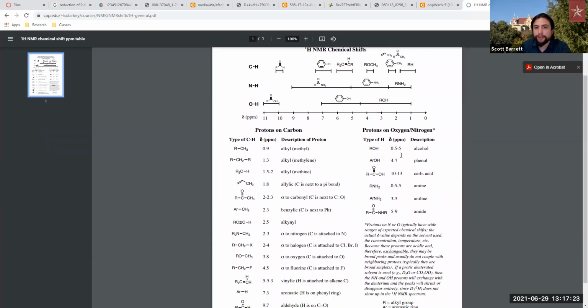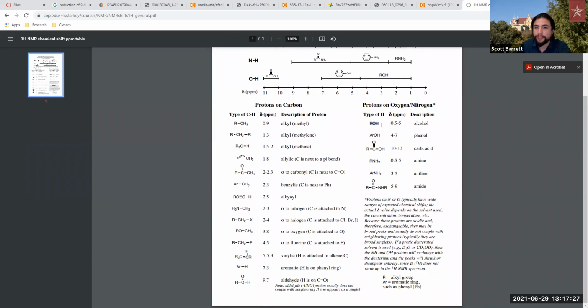And then a couple of the important ones from the oxygen and nitrogen groups would be over here. The alcohol, and it has a very wide range between 0 and 5. The phenol, between 4 and 7. Carboxylic acid, extremely downfield, 10 to 13. Amines, extremely upfield, between 0 to 5. Your aniline group, that would be between 3 to 5. And then finally the amides, which would be right in the middle between 5 to 9.